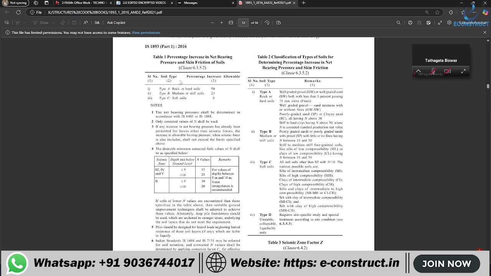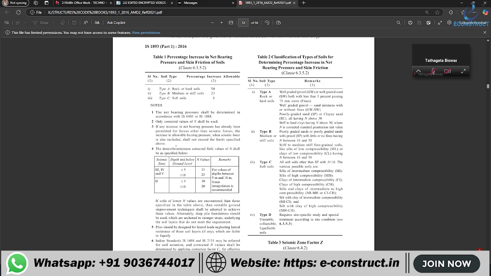This will only apply if you are taking earthquake loads. If you are doing dead load, live load analysis in the foundation, and you are increasing the soil bearing capacity since it is rock soil, don't do that, because earthquake itself is not there. If you are taking earthquake, then only this clause will be applicable. It is written specifically that if any increase in net bearing pressure has already been permitted for the forces other than seismic forces, the increase in allowable bearing pressure when seismic force is also included shall not exceed the limit specified above.